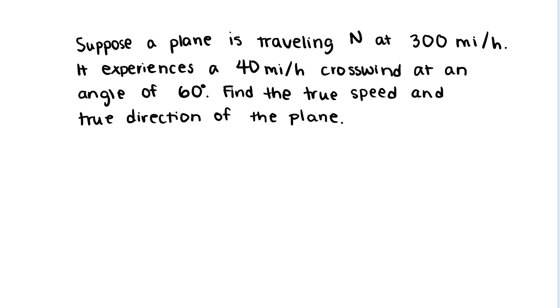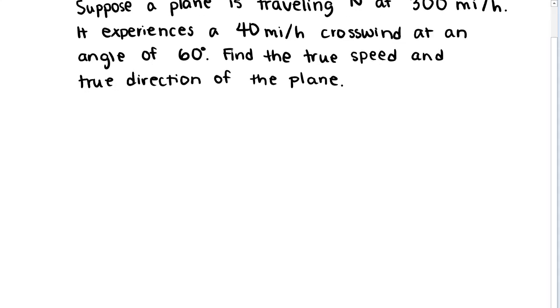So let's take a look at this problem here where we can apply this idea of vectors representing velocity. Here it says, suppose a plane is traveling north at 300 miles per hour and experiences a 40 mile per hour crosswind at an angle of 60 degrees. We want to find the true speed and the true direction of the plane, in other words, the speed and the direction of the plane after it's been influenced by this 40 mile per hour crosswind. I'd encourage you to pause the video and try and sketch a picture that can represent this situation. Try and draw a picture using vectors that incorporates the velocity of the plane and the velocity of the crosswind.